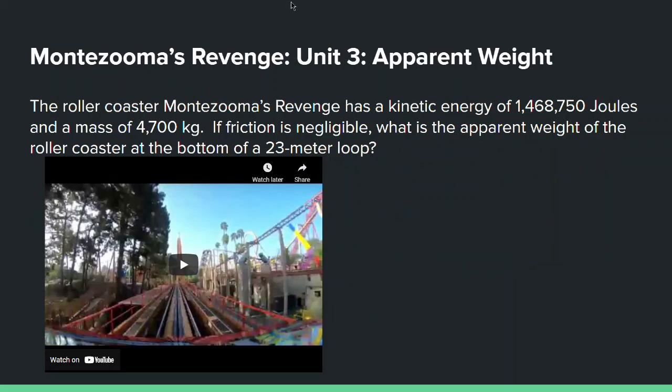So the next situation that we deal with is a roller coaster. It is Montezuma's Revenge, which is at Knott's Berry Farm. So the first one is the roller coaster has a kinetic energy of 1,468,750 joules and a mass of 4,700 kilograms. And we need to find the apparent weight of the roller coaster at the bottom of a 23-meter loop.